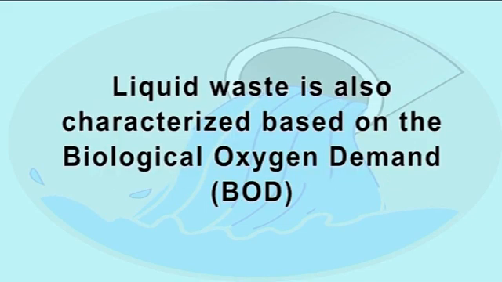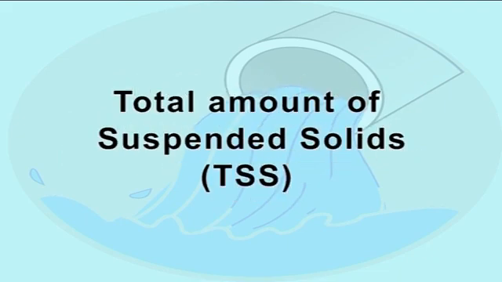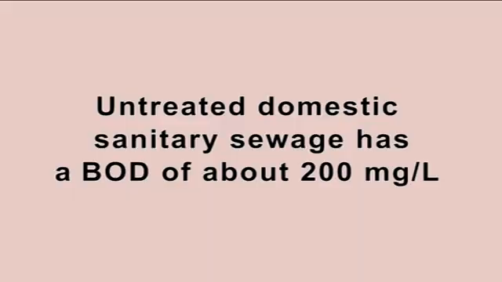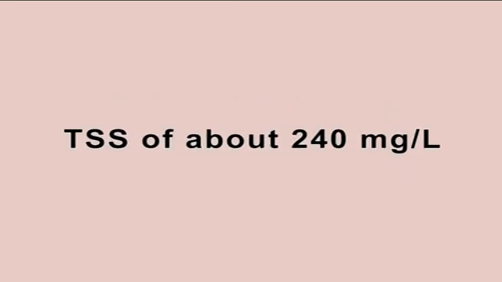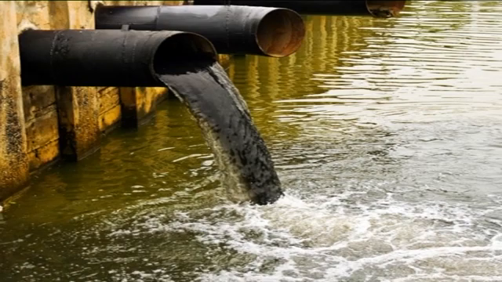Liquid waste is also characterized based on biological oxygen demand and the total amount of suspended solids. On average, untreated domestic sanitary sewage has a BOD of about 200 milligram per liter and a TSS of about 240 milligram per liter. Industrial wastewater may have BOD and TSS values much higher than those for sanitary sewage. Its composition is source dependent.